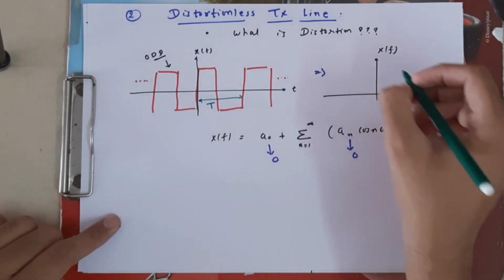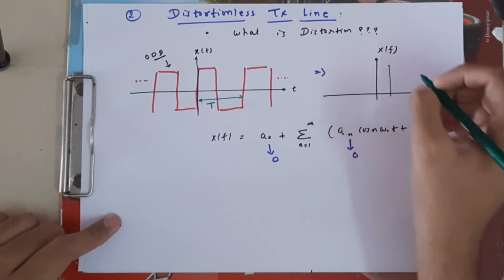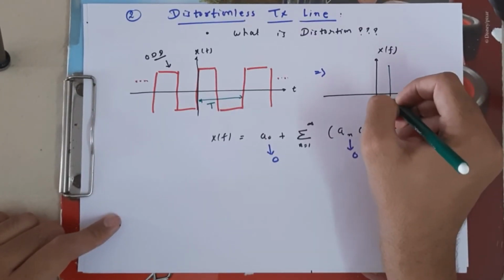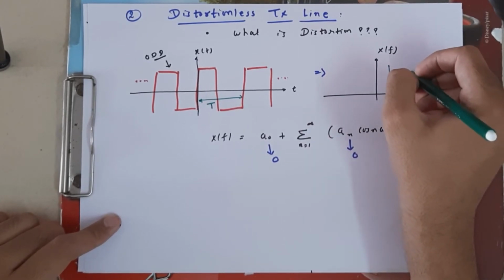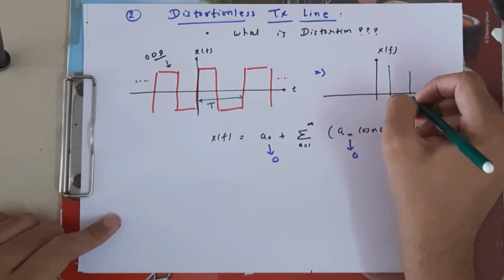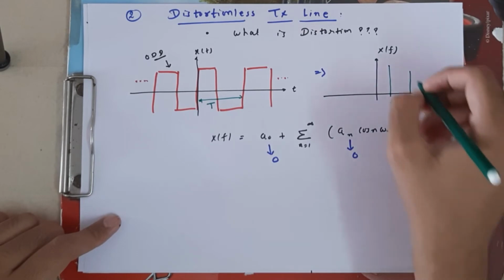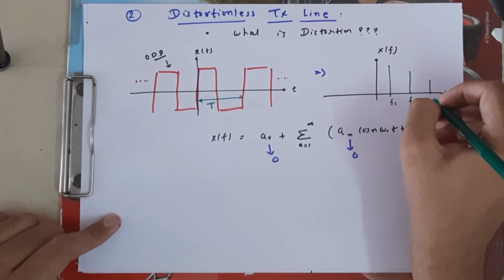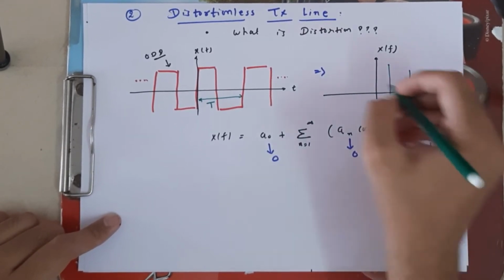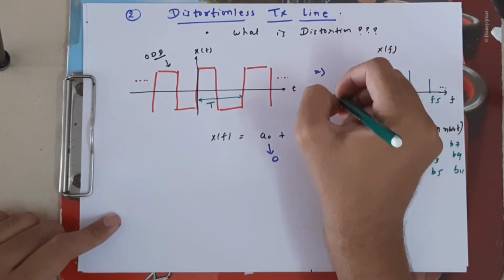To draw each of these: for b1, whatever the frequency, it is known as the f1 frequency. Next is b3, so the frequency is f3, and b5, so the frequency is f5, and so on. It is similar for this case also.